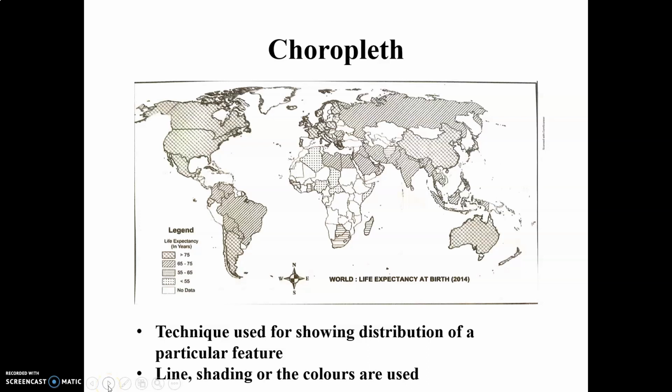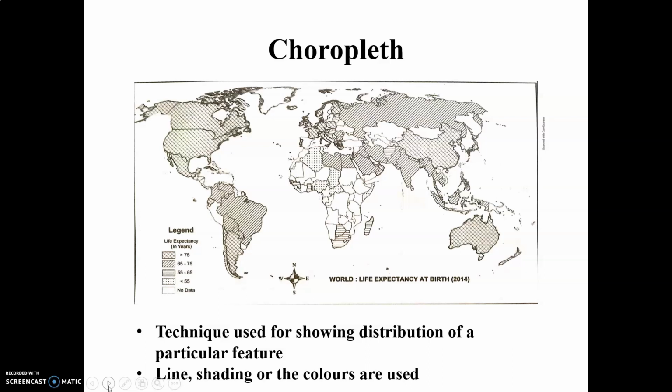Next cartographic technique is choropleth. Whenever you see shaded areas or colors in your map, you will be able to tell that the cartographic technique which is used is choropleth. In this map, life expectancy is shown in years.